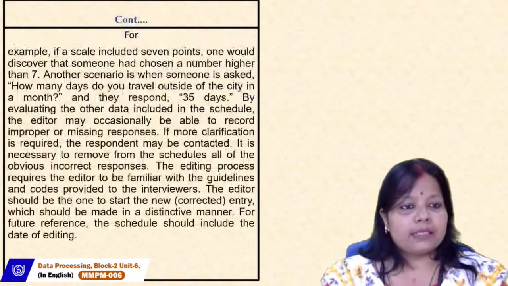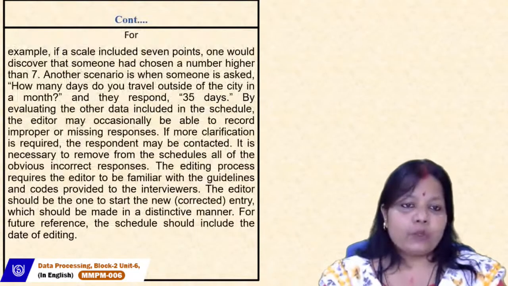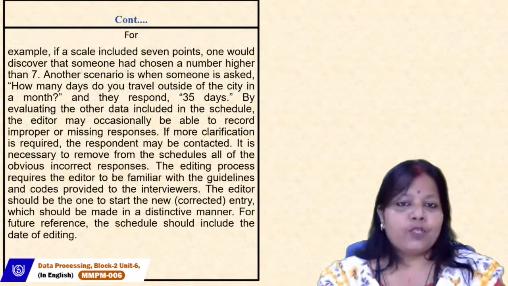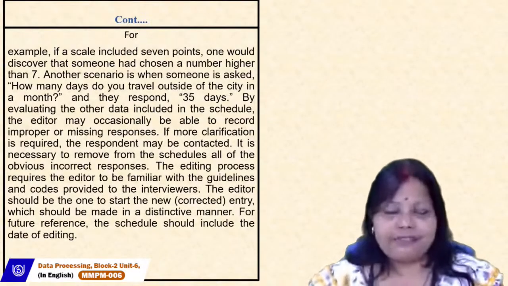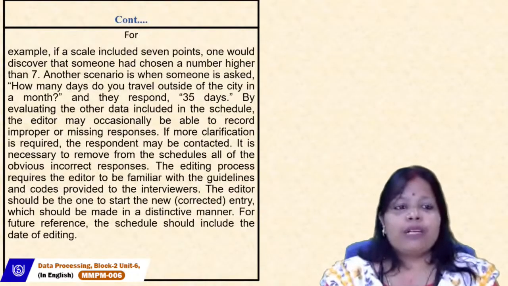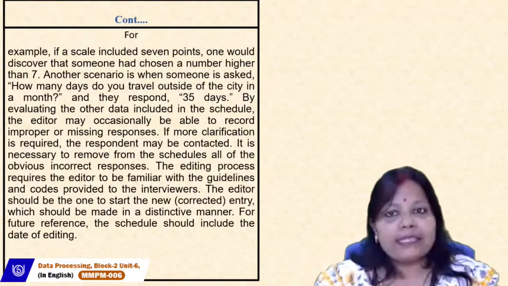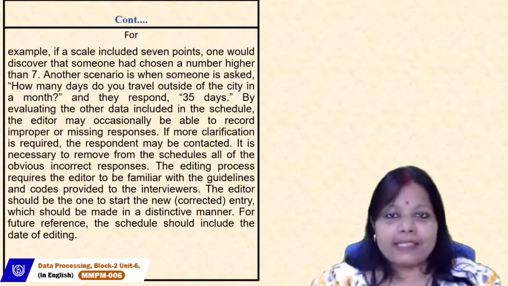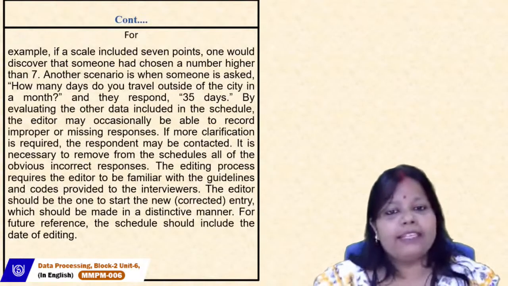For example, we can discuss how central editing is possible. Suppose a scale included 7 points, and I discover that someone had chosen a number higher than 7. Or suppose in my scale there are 5 points, and somebody has placed 6 or 7 or 8 or any other number. This is incorrect, and it will definitely come up in my editing. So I will have to correct that, and check the right number.